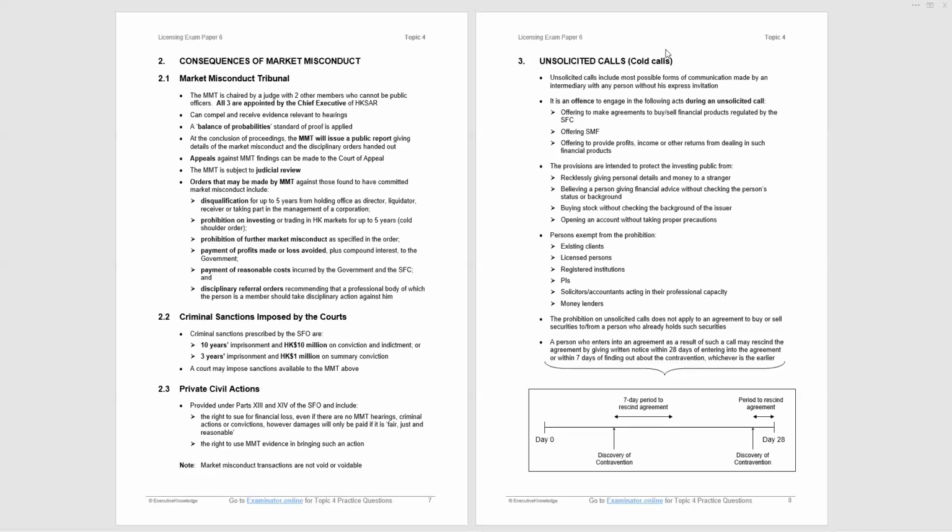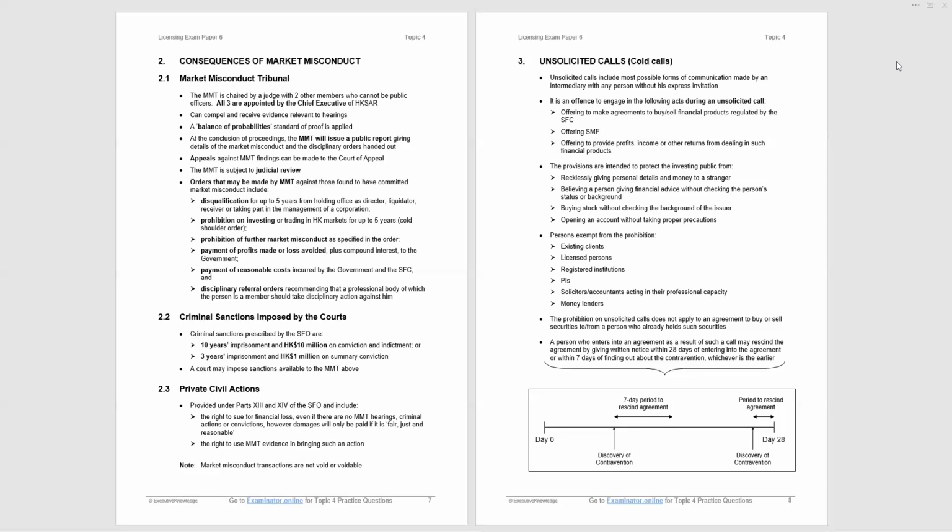But we're told at the end of that first sub-bullet point that damages will only be paid if it's fair, just, and reasonable, and I have seen that once examined. We move on to section 3 and the world of cold calling, or unsolicited calls. Now, an unsolicited call is just that. Someone has not invited you to call, and it's usually by phone or in person. And it's an offence to engage in such a call where you're trying to sell a financial product. And the 3 cases are listed there under the second bullet point.